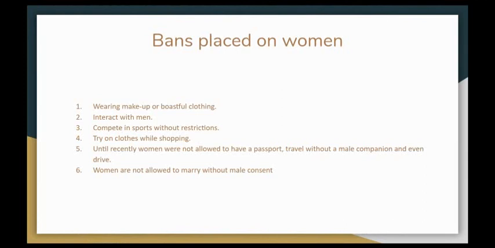In Saudi Arabia, there are different ways in which women are oppressed. Women in Saudi Arabia are not allowed to wear makeup or bare clothing, which leads them to commonly wear what is called an abaya, which is a long cloak and a headscarf. Interaction between men and women outside the family is not prohibited, but it is very limited.